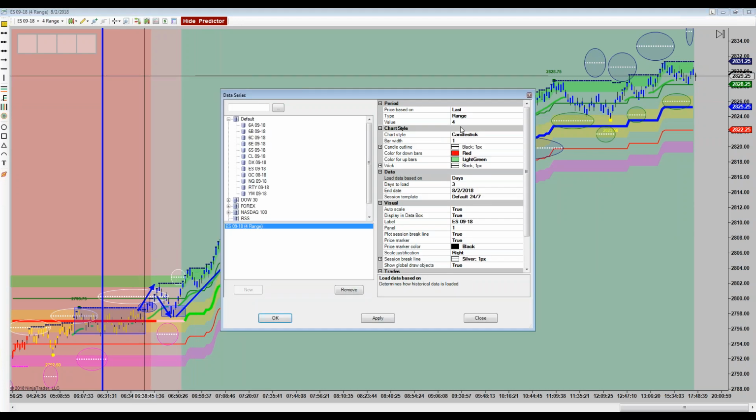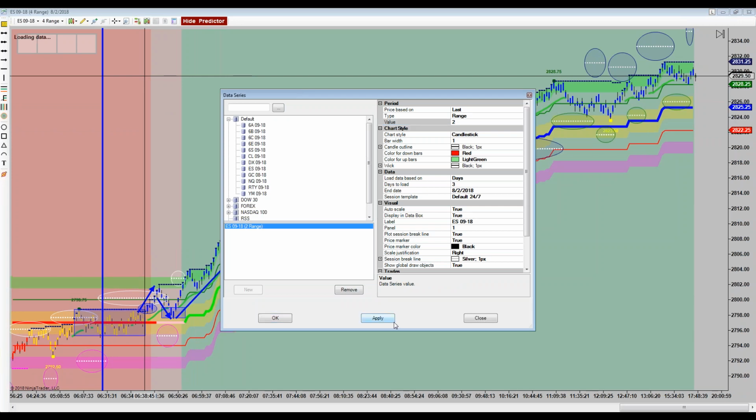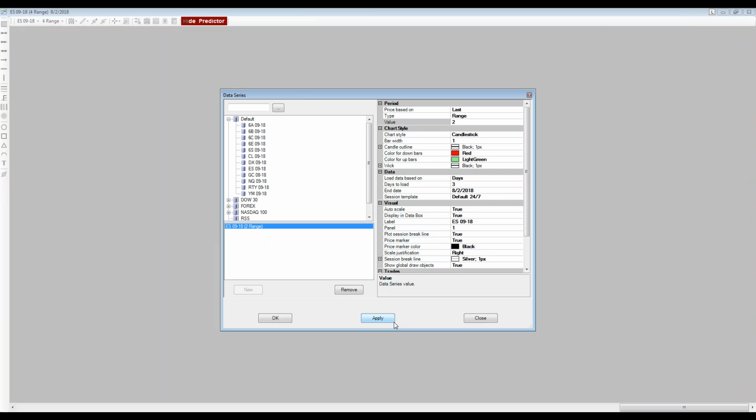You're going to see that the retracements are much more pronounced on a 2. I personally trade a 2 on it.